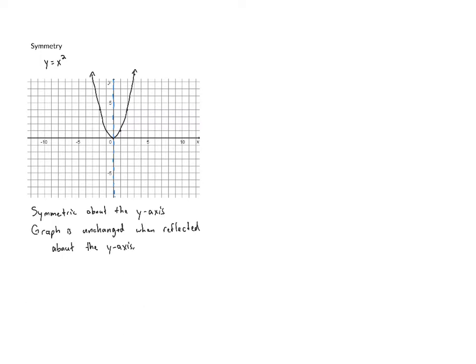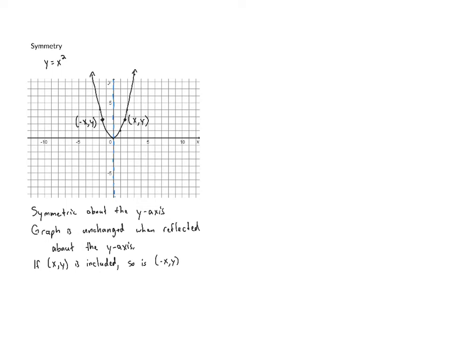Now, there are a couple of ways that we can discuss this algebraically. One thing to notice is if we have a point on the graph with coordinates x, comma, y, its mirror image also has to be on the graph, and that'll have coordinates negative x, comma, y. So what we can say is that if the point x, comma, y is included, so is the point negative x, comma, y.